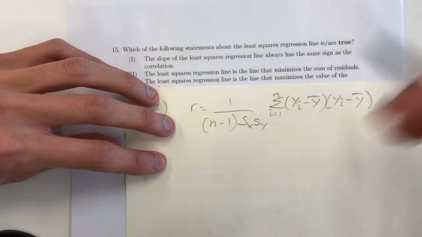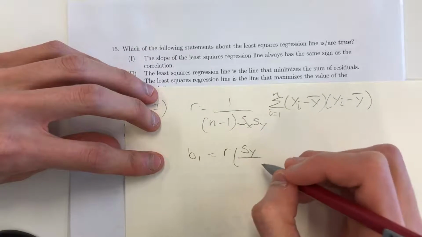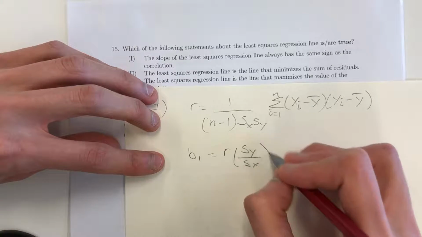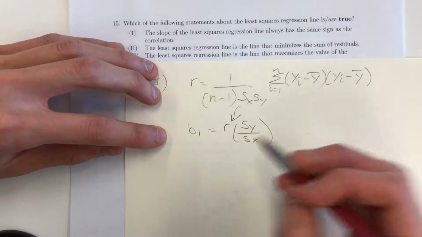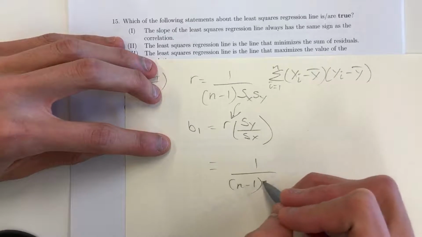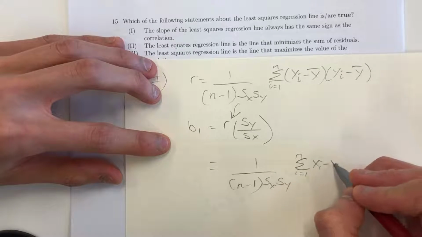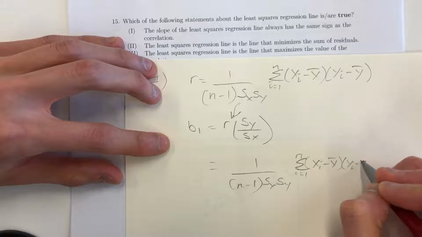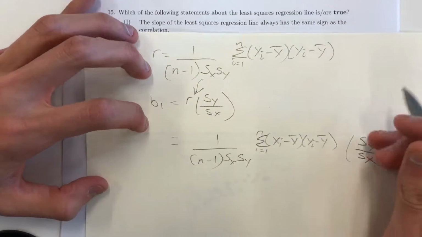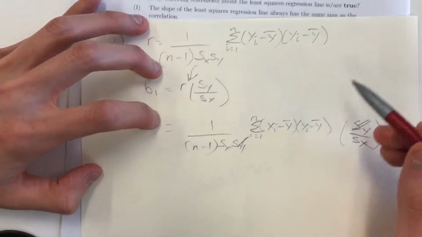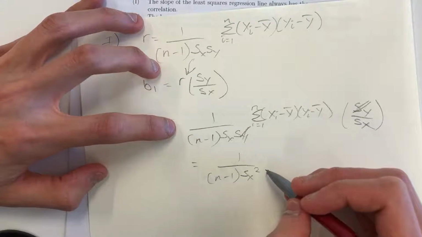So recall that the equation for the least squares regression slope is our correlation times the standard deviation of our response variable over the standard deviation of our explanatory variable. So I'm going to plug r into here, multiplied by sy over sx. We can see that the sy's cancel, so I'll be left with 1 over n minus 1, sx squared, so the variance of my explanatory variable.